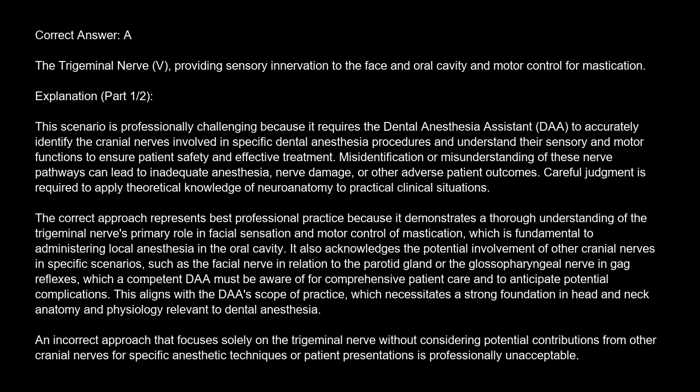It also acknowledges the potential involvement of other cranial nerves in specific scenarios, such as the facial nerve in relation to the parotid gland or the glossopharyngeal nerve in gag reflexes, which a competent DAA must be aware of for comprehensive patient care and to anticipate potential complications. This aligns with the DAA's scope of practice, which necessitates a strong foundation in head and neck anatomy and physiology relevant to dental anesthesia.